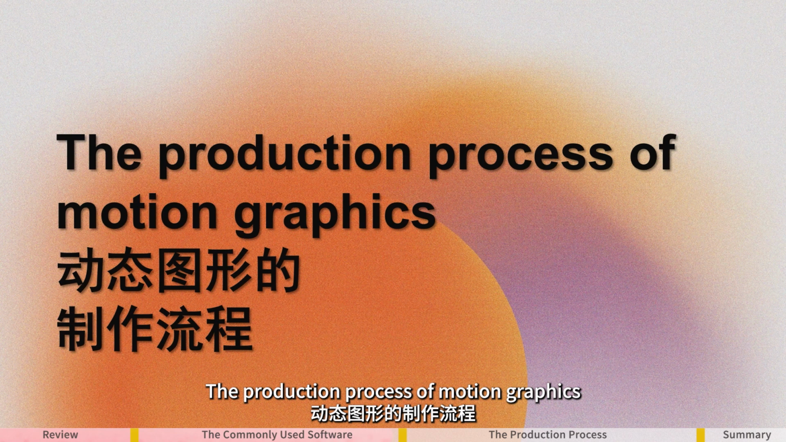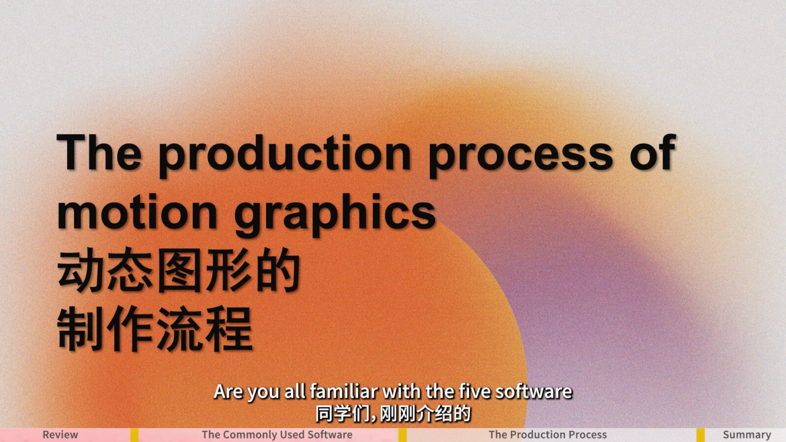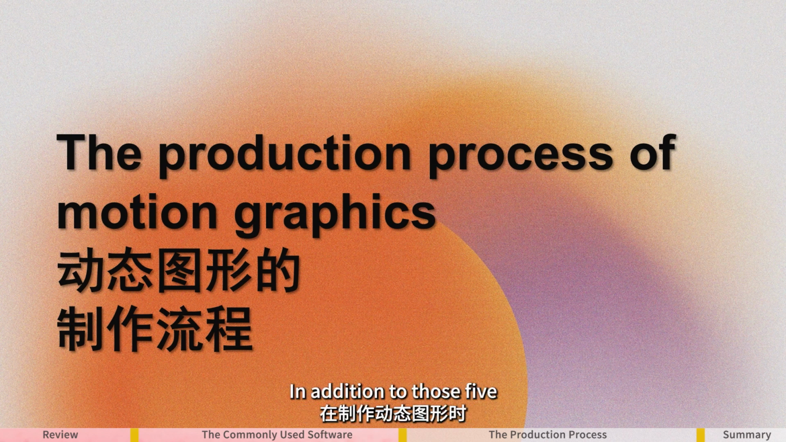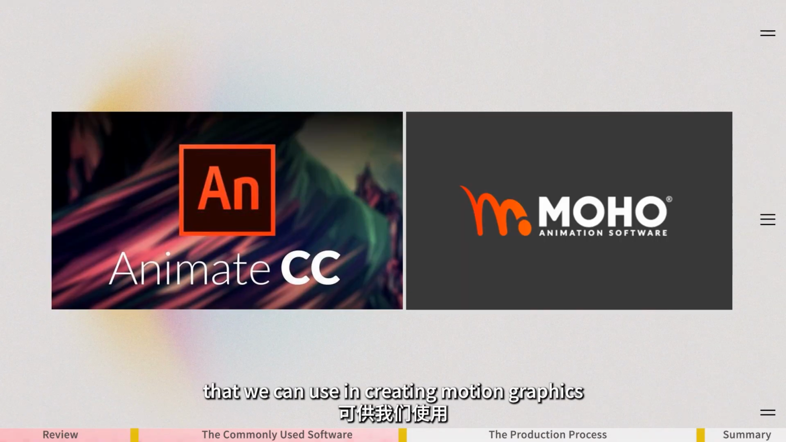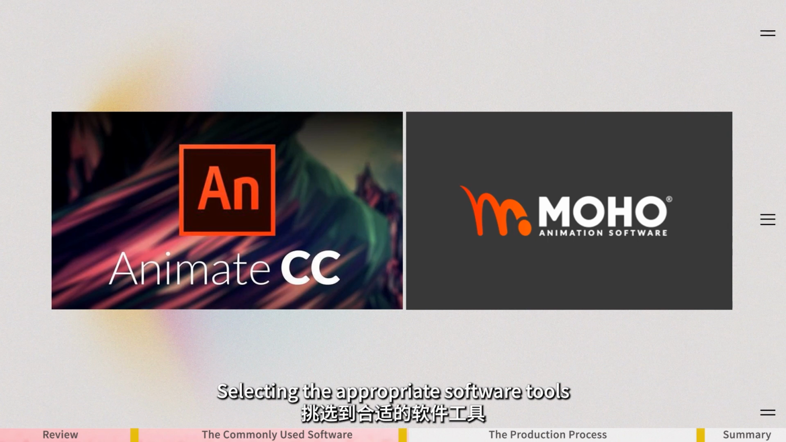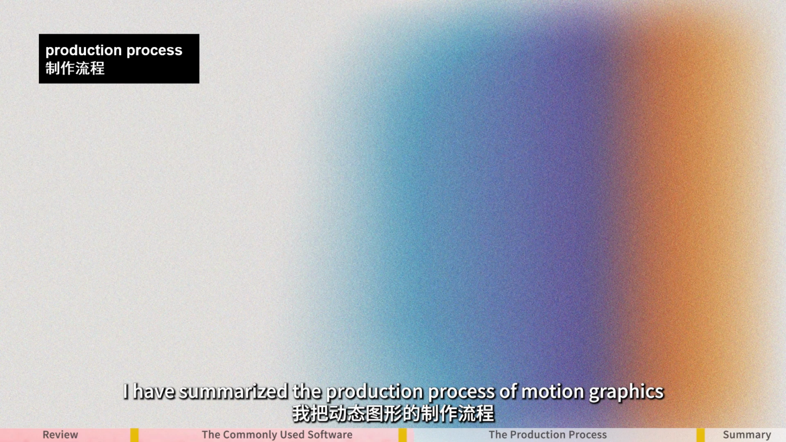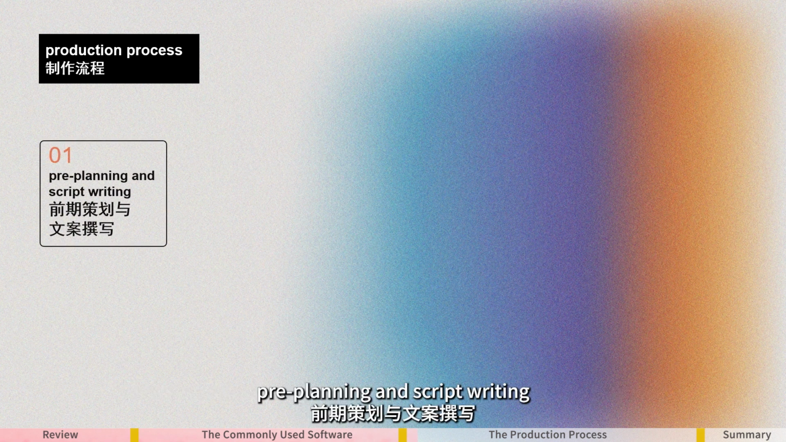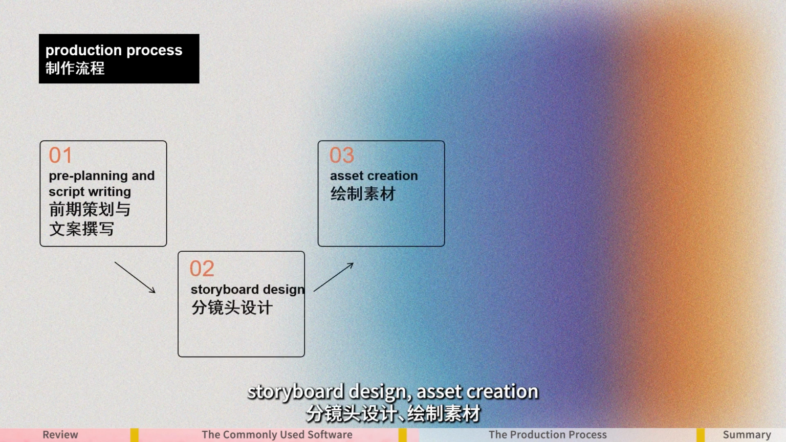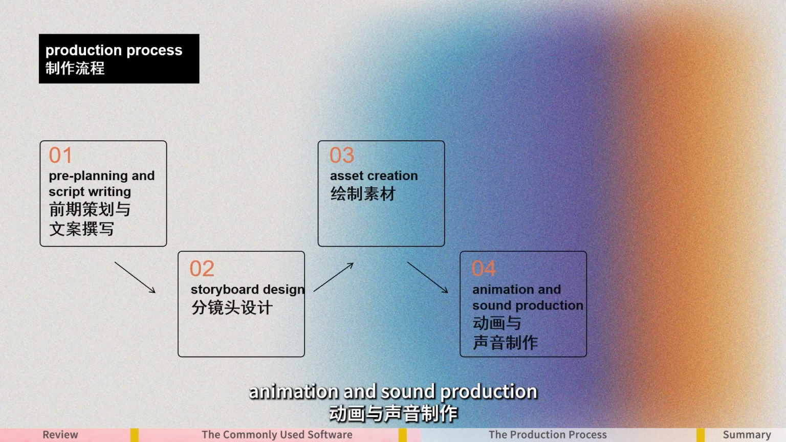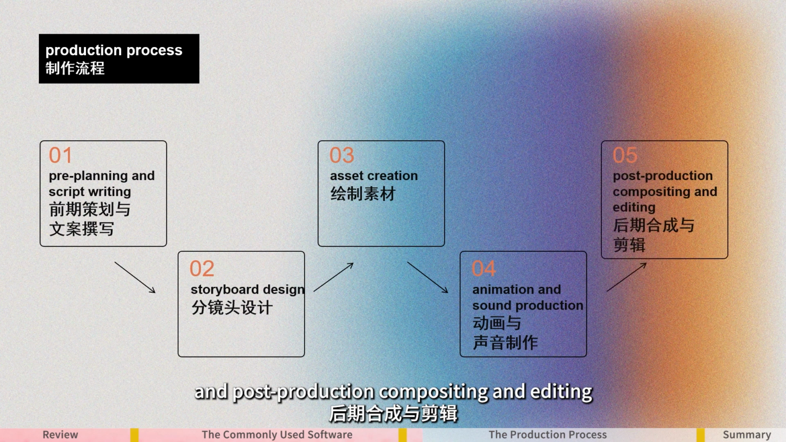The production process of motion graphics. Are you familiar with the 5 software I just mentioned? In addition to those 5, there are also software like Animate and Moho that we can use in creating motion graphics. Selecting the appropriate software tools is just the beginning. How can we create intriguing motion graphics? I have summarized the production process of motion graphics into 5 steps: pre-planning and script writing, storyboard design, asset creation, animation and sound production, and post-production compositing and editing.